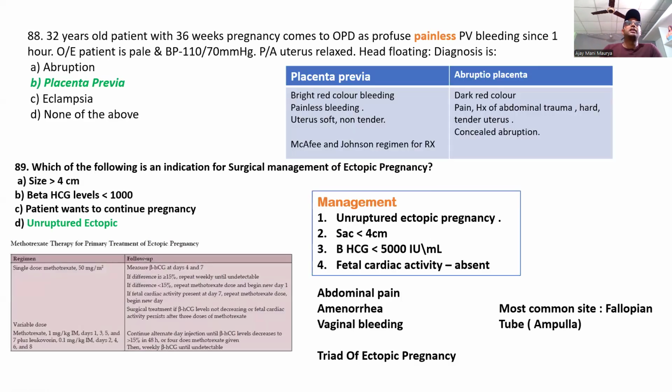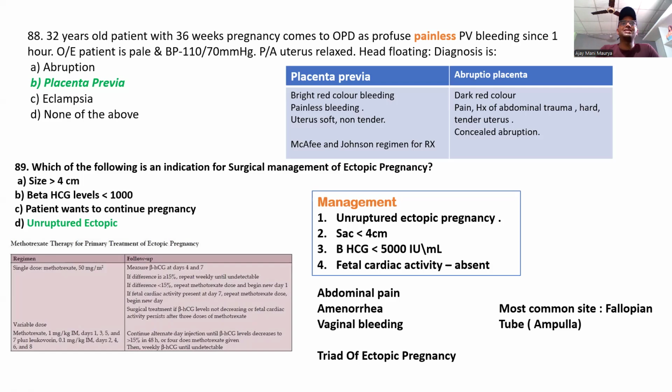Also, guys, a 32-year-old patient with 36 weeks of pregnancy comes to OPD with profuse, painless bleeding. You always have to remember placenta previa and abruptio placenta. Placenta previa is bright red, painless bleeding, and the uterus is soft and non-tender. Abruptio placenta means dark red, painful bleeding, and there is tenderness. Always remember this, guys.